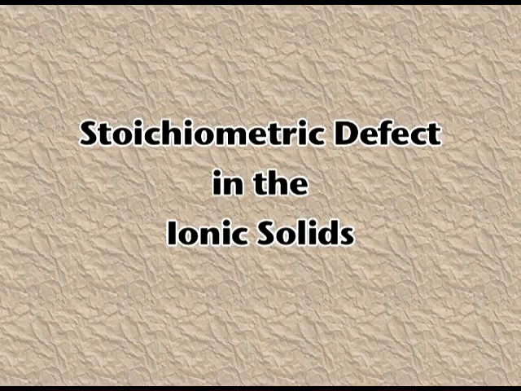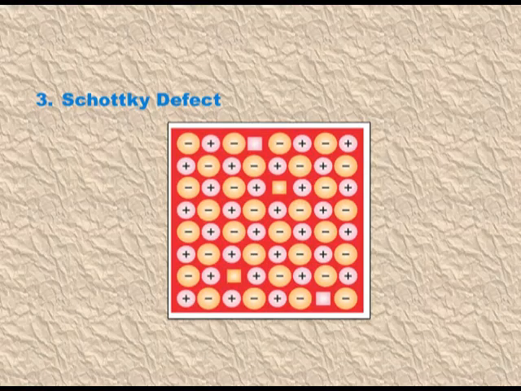Now, the stoichiometric defect in ionic solids. An ionic solid is made up of the cation and the anion. And we have already studied in class 11th that cations are smaller than anions. Now let's see the Schottky defect. In the Schottky defect, cations and anions in equal number are missing from the crystal. Now the point is, why in equal number? It is just to maintain the electrical neutrality of the crystal.